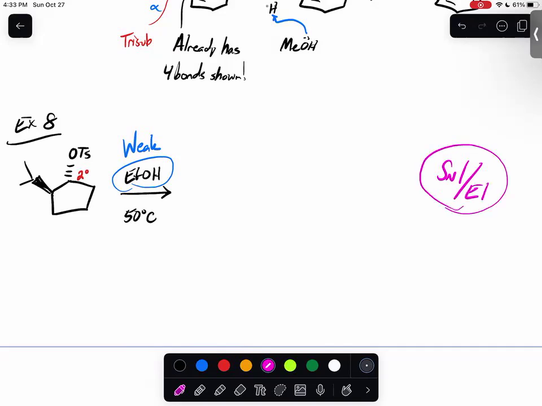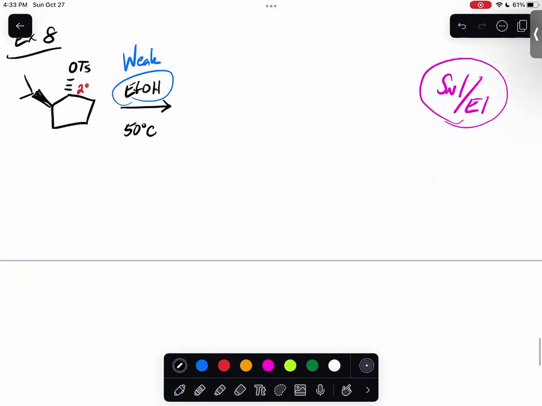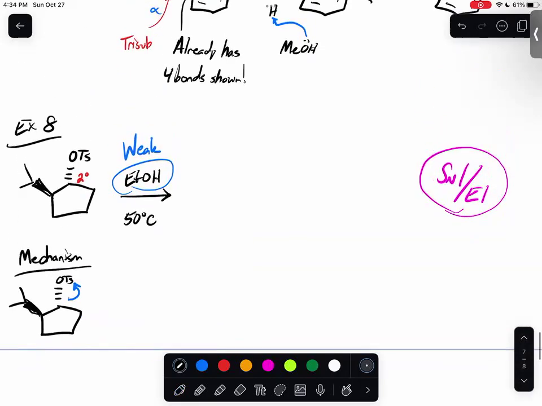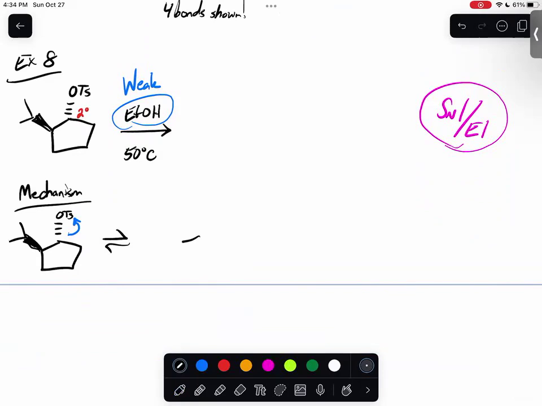All right. So looking at what's going to go on in the mechanism though. This one, of course, is going to be very similar to our previous one, but there's going to be a couple things that change. First off, it still starts the same as every other mechanism for SN1 or E1, where we have our leaving group leaving. Upon it leaving, we form a secondary carbocation, right? We always have to check for rearrangements.